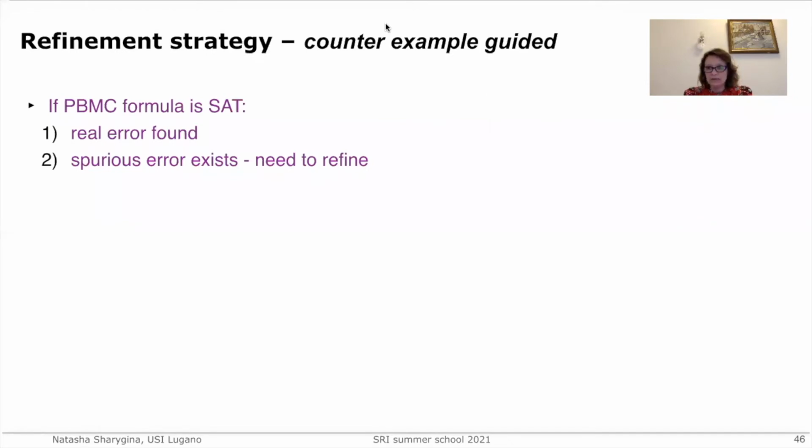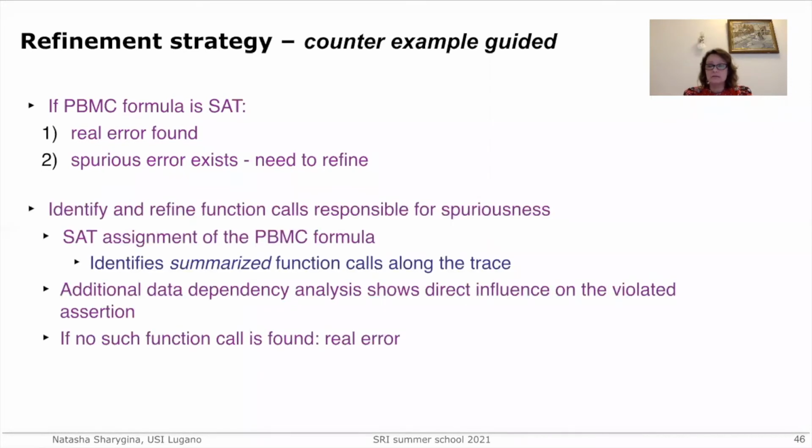If the solver returns SAT for the formula we provided together with the summaries, we know that there are two possible outcomes from this. It's either a real error was found or this is a spurious failure. We'll need to try to understand, is it real or is it spurious? And it's going to be done by means of analyzing the SAT assignment which a solver returns. So the SAT assignment represents an error trace which leads to the bug.